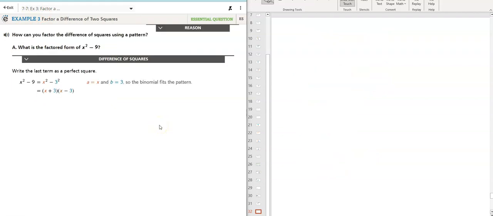Okay, we're still looking at perfect square trinomials, but we're going to look specifically now, kind of going backwards, at factoring the difference of squares using a pattern. So what is the factored form of x squared minus 9?